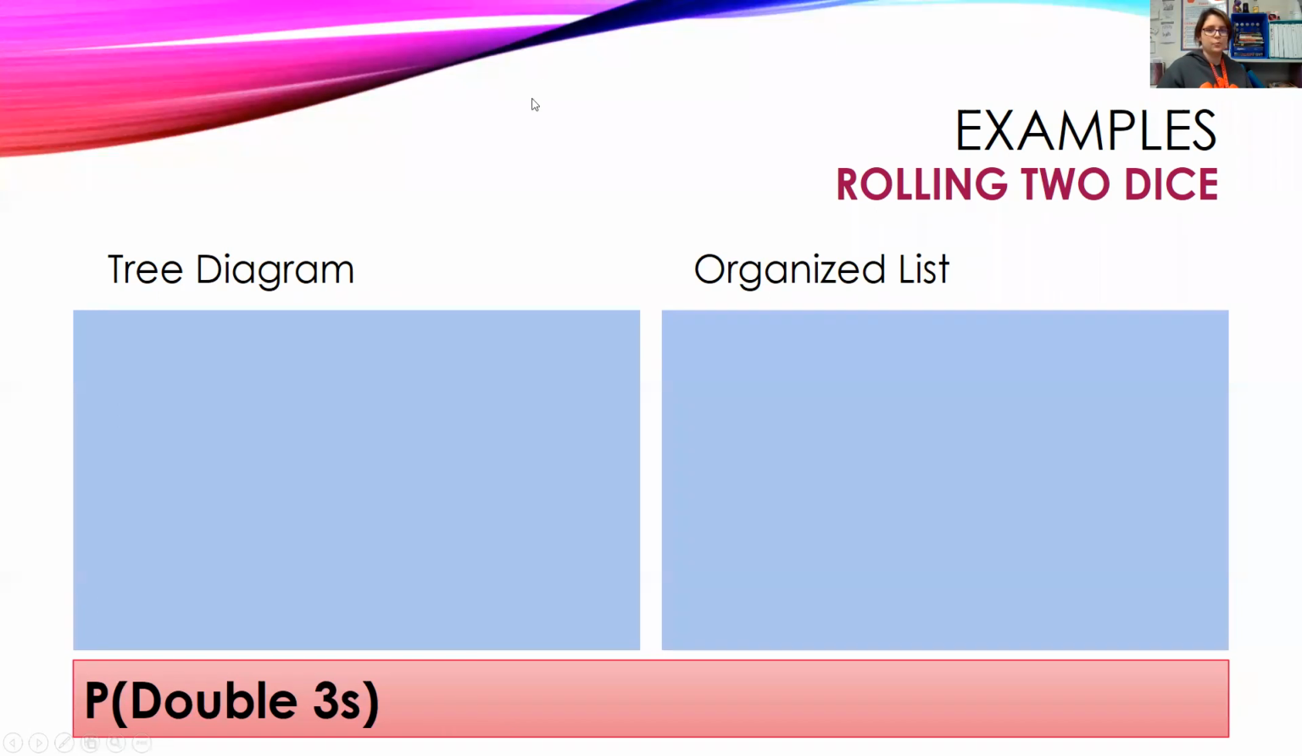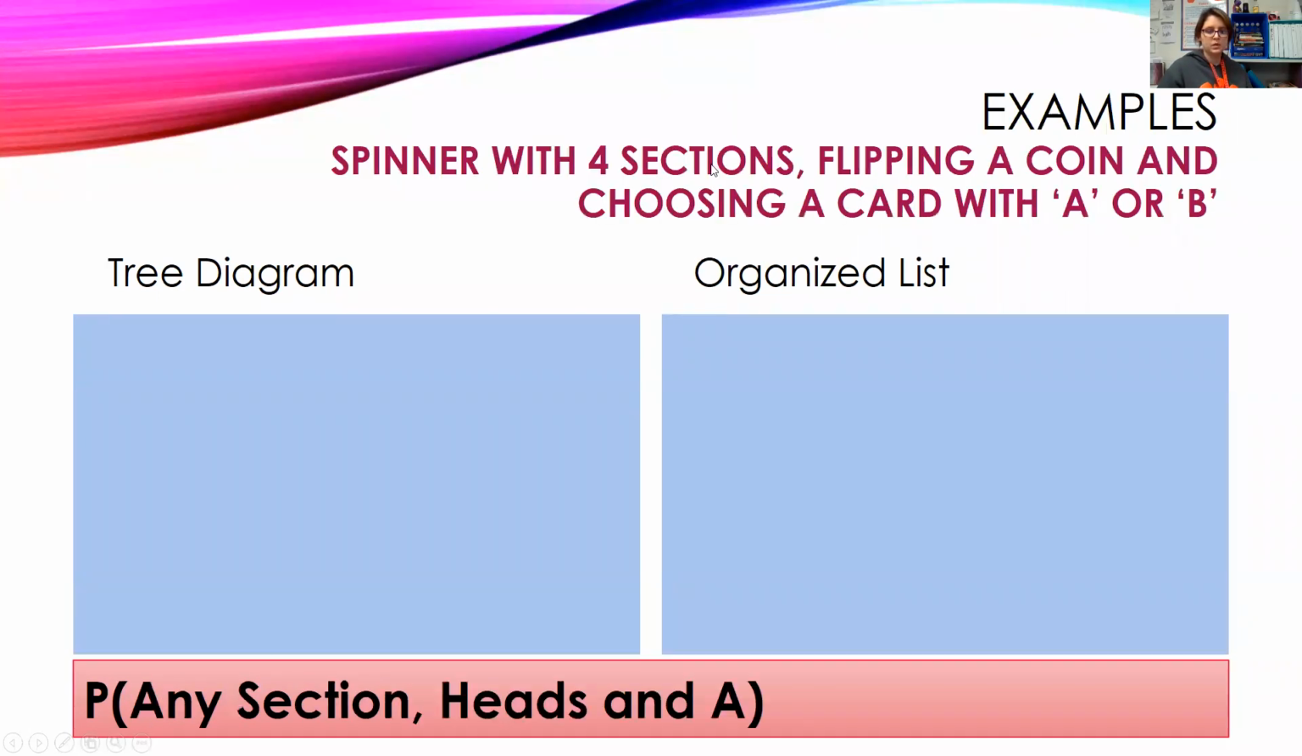Okay, we're going to look at one last example. So this is a spinner with 4 sections, flipping a coin and choosing a card A or B. So with our tree diagram, we're going to write down our 4 sections. I'm just going to choose numbers 1, 2, 3, and 4. Next is flipping a coin. So I'm going to draw 2 branches off for heads and tails.